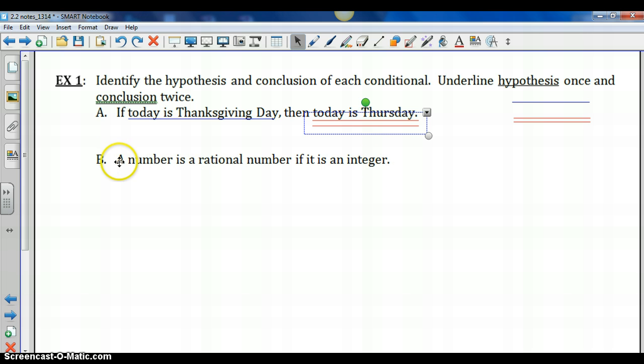In part B, a number is a rational number if it is an integer. Notice this does not start with the word if, but it rearranges the order of the sentence. The hypothesis still follows the word if, even if it's in a different place of the sentence. So the hypothesis is that it is an integer. The conclusion is that a number is a rational number.